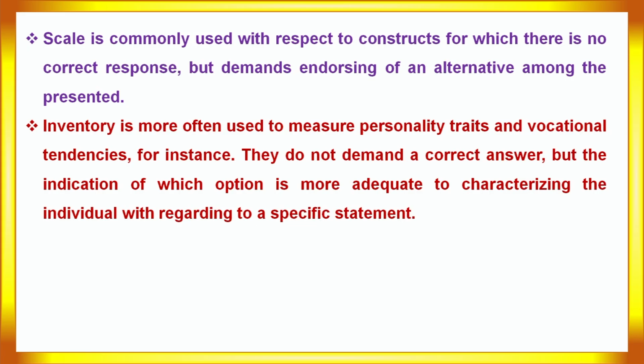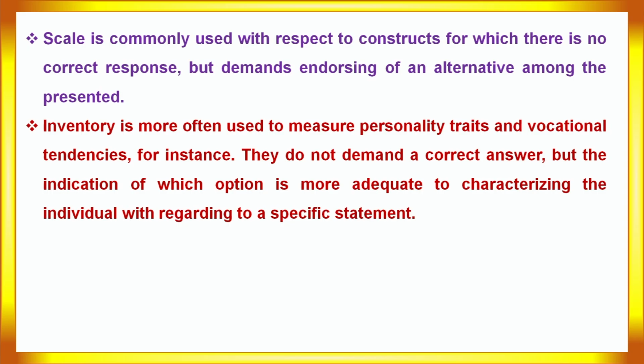Another measurement instrument we sometimes use in social science or social behavioral research is called an inventory. So, what is an inventory? It is mostly used to measure personality traits or vocational tendencies, for instance. Like the scale, this inventory does not demand a right or correct answer, but the respondent needs to mention which option is more adequate to characterize the respondent with regard to a specific statement.